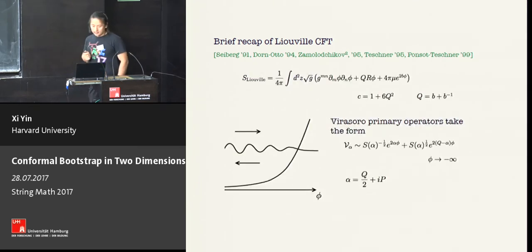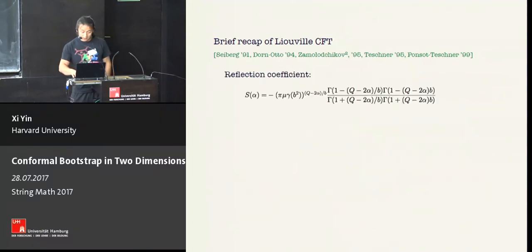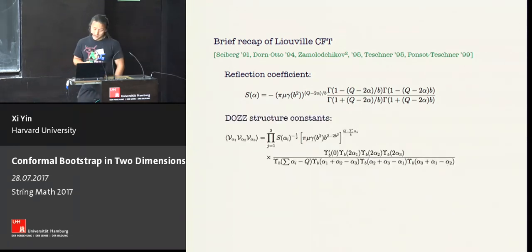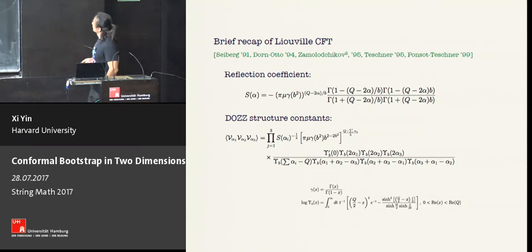Now, by assuming analyticity in this momentum, this theory was solved by Dorn, Otto, and Zamolodchikov. So we know the reflection coefficients exactly. We know the structure constants exactly. These are very non-trivial formulas. This involves some Barnes double gamma functions, very non-trivial. And the statement that this obeys crossing was established by Teschner.